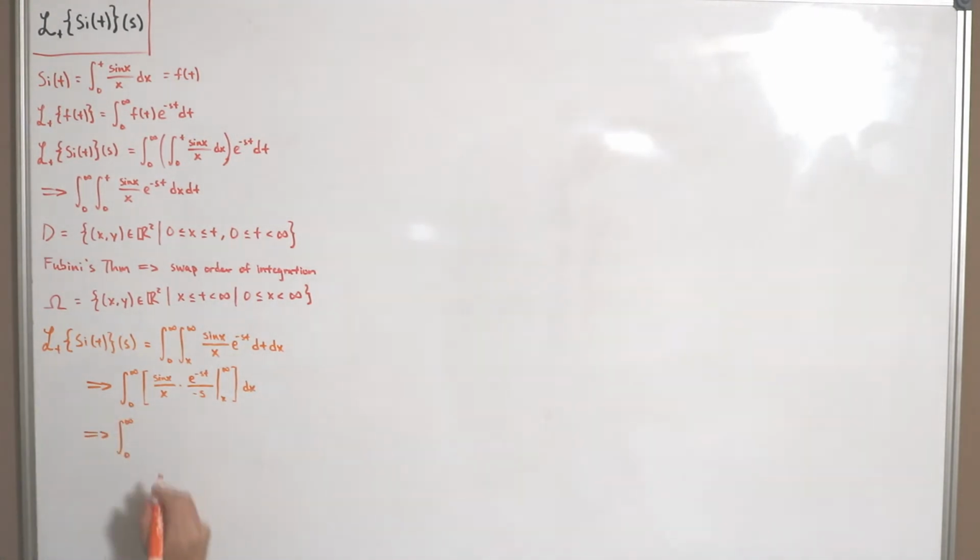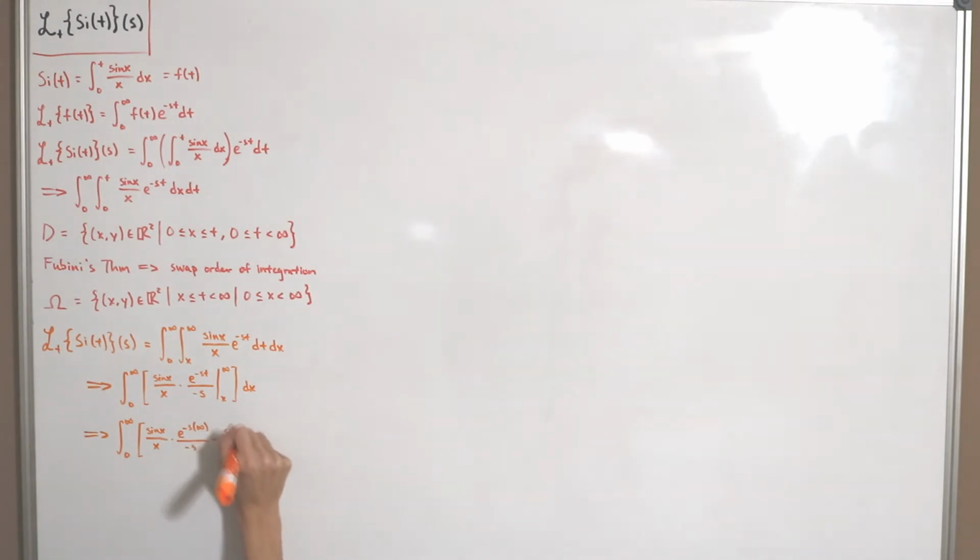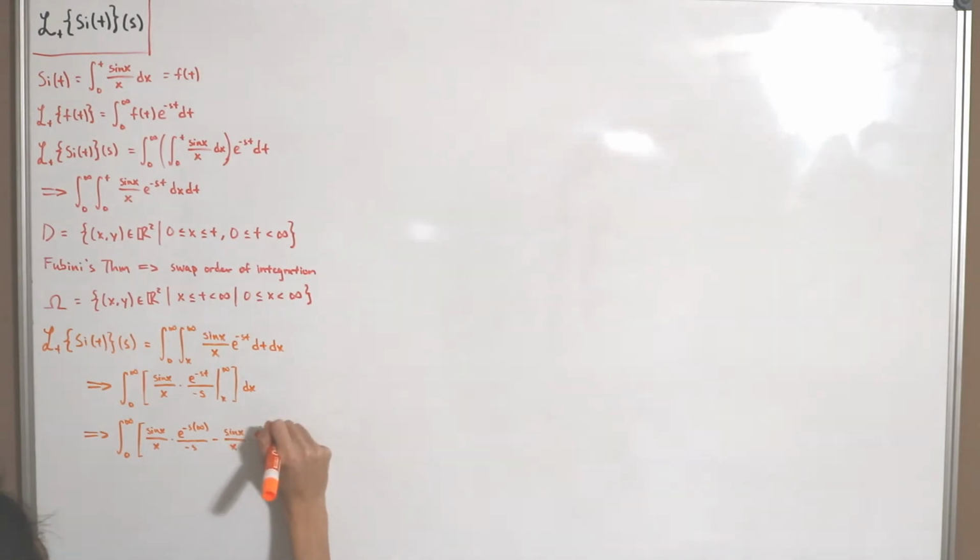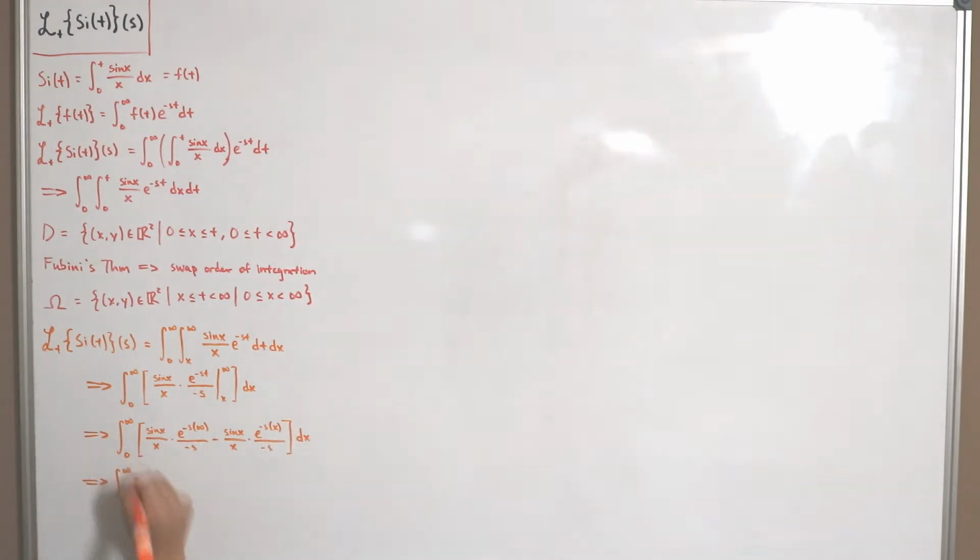If we keep going, we just evaluate our bounds. We get sine of x divided by x multiplied by e to the negative s, substituting infinity, divided by negative s, then subtract sine of x over x multiplied by e to the negative s times x, divided by negative s, dx. Plugging infinity in here, we get e to the negative infinity, which is just 0, so this becomes 0.